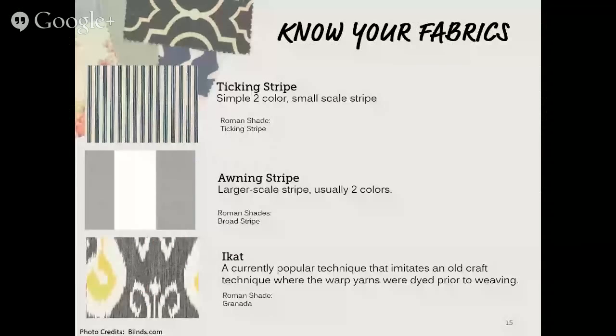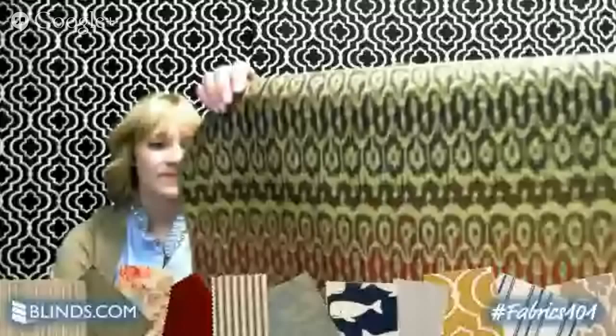And last, we're going to talk about ikat, and it's a currently popular technique that imitates an old craft where they actually painted the design on the warp of the fabric before it was woven. So while it was on the loom, they painted the design, and then they put the weft yarns in, and that's what causes the jagged pattern. So now we're imitating that with prints, and this one is pretty special. It's a jacquard fabric with a gold warp.